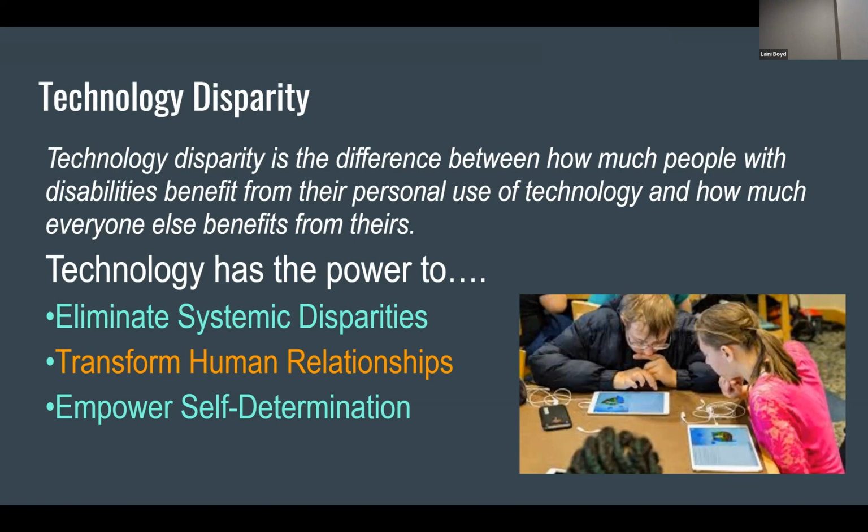That's what the digital divide is, because technology has the power to eliminate systemic disparities. Another big word, right? That just means eliminate barriers. Eliminate barriers to being able to go wherever you want, right? From your living room. With technology, I can go anywhere in the world without leaving my bed. That's pretty cool. It has the power to transform human relationships. I can connect with anyone anywhere in the world without leaving my bed. But I can only do it with technology. And it also has the power to empower self-determination. With technology, I can do things on my own without help.